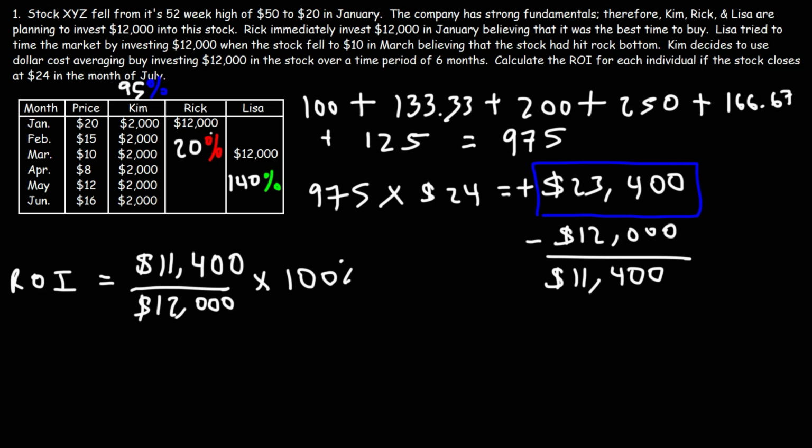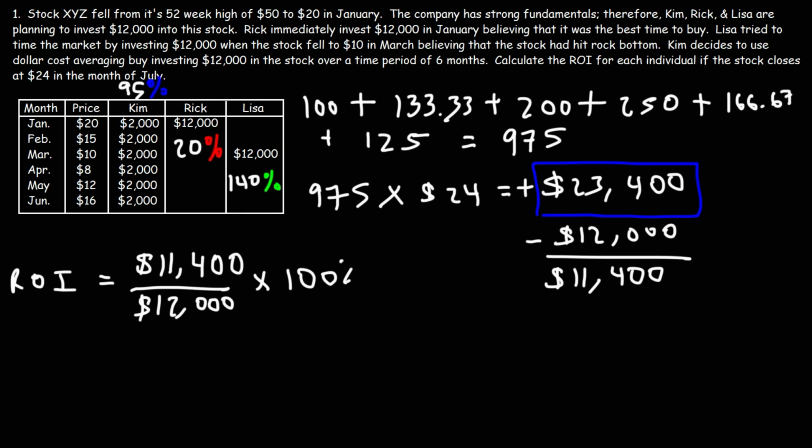So Rick had the lowest ROI because he tried to time the market and he was wrong. Lisa had the greatest ROI because she tried to time the market as well, but she was very close to buying the stock at the bottom. And as a result, she experienced a much higher return than any one of the individuals listed here.